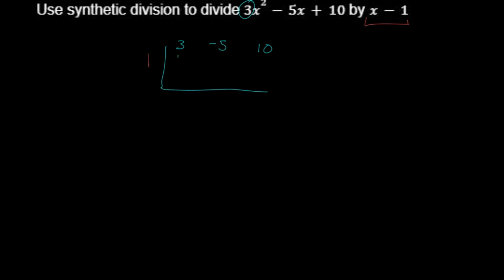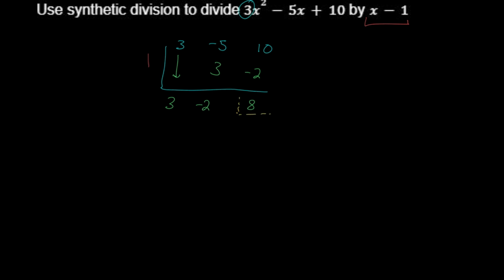Then to start the process, we'll drop the 3 down and repeat: multiply, add, multiply, add. So 1 times 3 is 3. Add vertically, we get negative 2. We'll multiply, 1 times negative 2 is negative 2. And then add is 8. Last number ends up being the remainder.